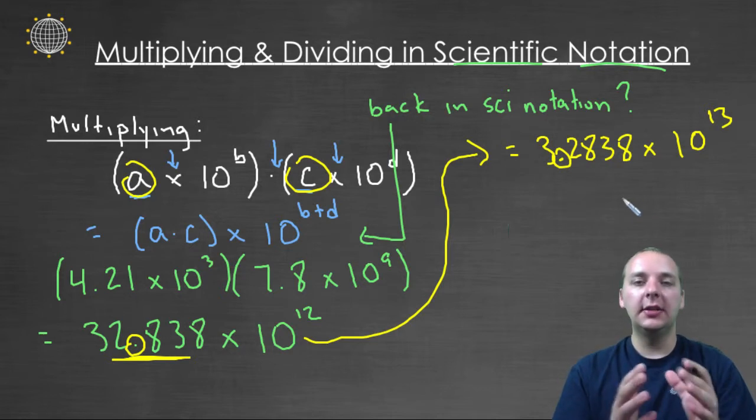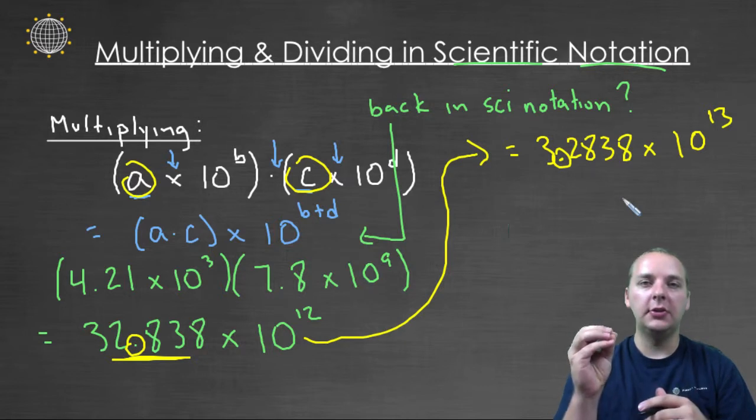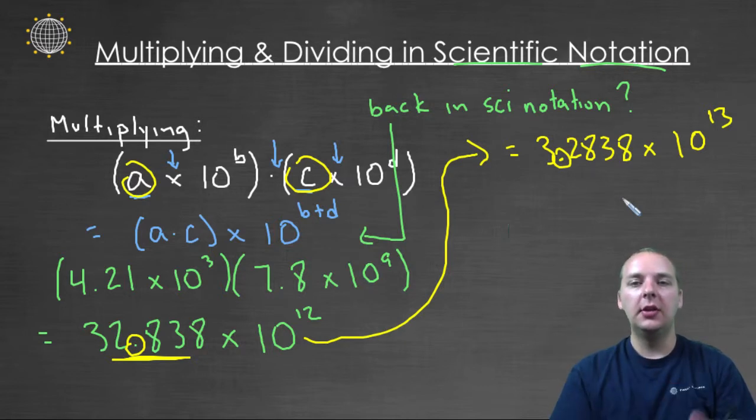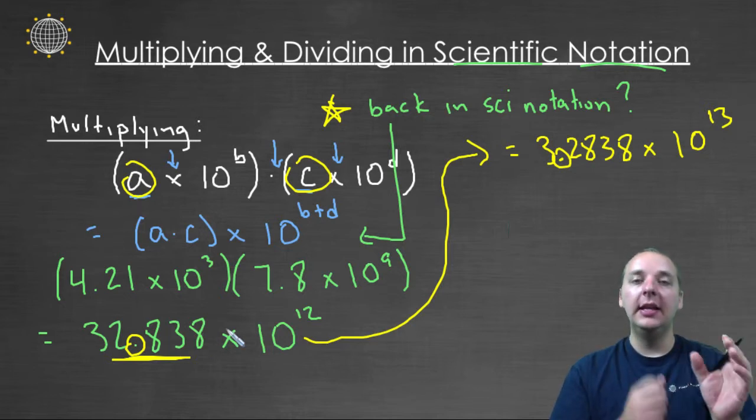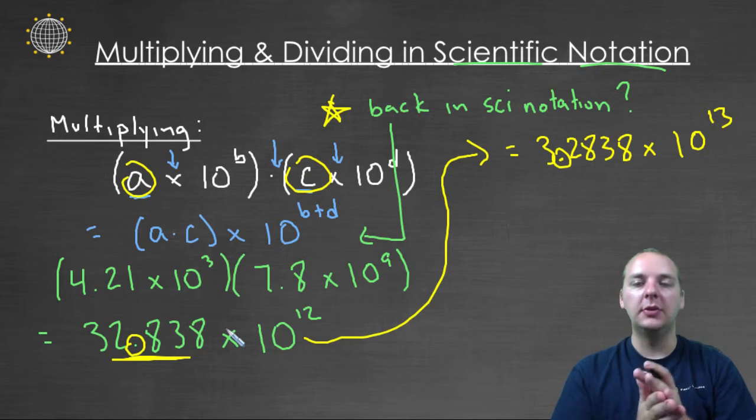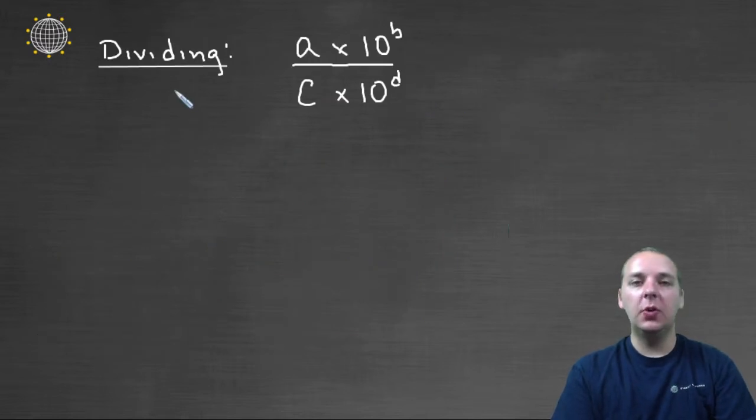So if you have to adjust the decimal place to make your a look correct, then you're also going to have to adjust your exponent for 10 so that the numbers match up. So just be aware that you might have to put this back into scientific notation after you multiply. But basically you multiply the leading terms, and then you multiply the powers of 10 separately, and then you fix things when you're done. All right, division is actually quite similar.